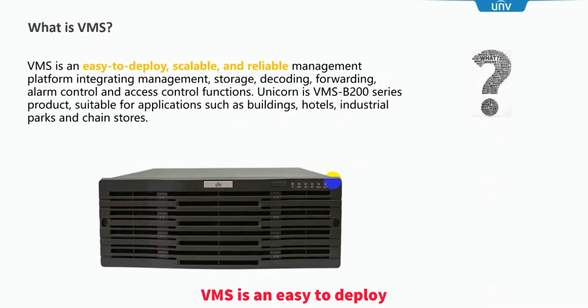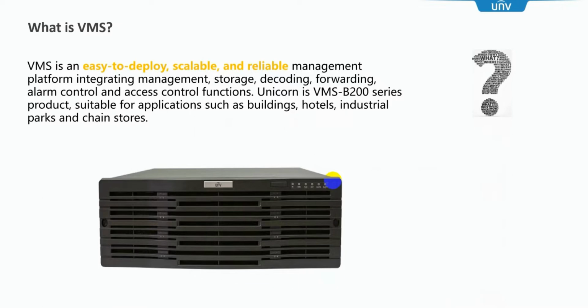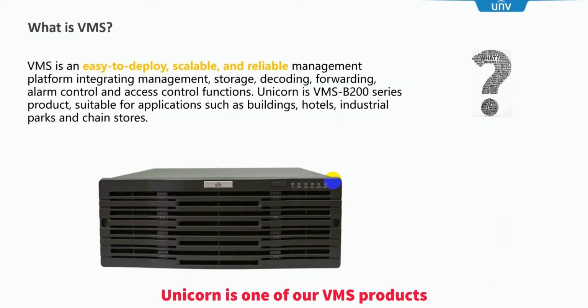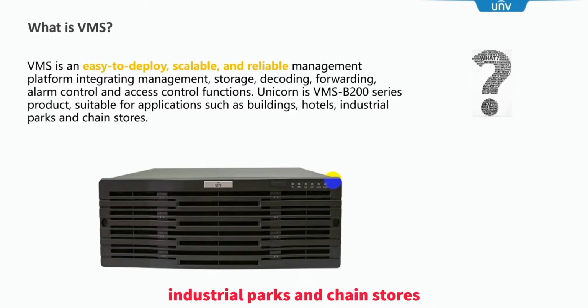VMS is an easy-to-deploy, scalable, and reliable management platform, integrating management, storage, decoding, forwarding, alarm control, and access control functions. Unicorn is one of our VMS products suitable for applications such as buildings, hotels, industrial parks, and chain stores. I will introduce this product as an example, and the functions are almost the same with other VMS products.